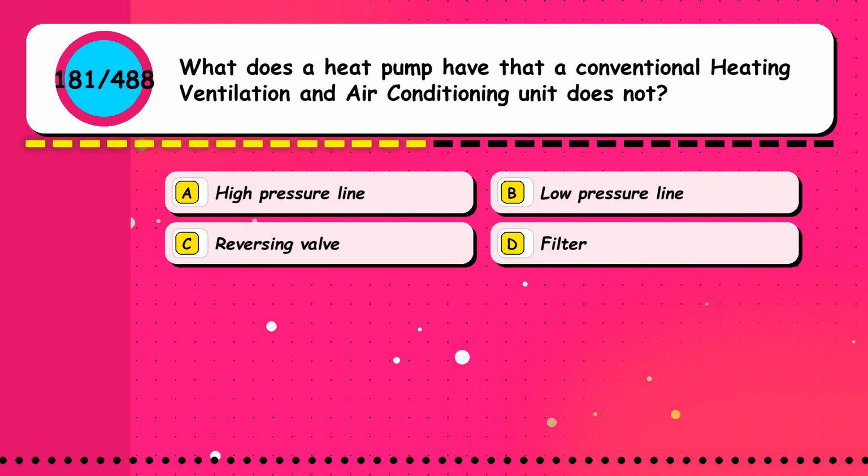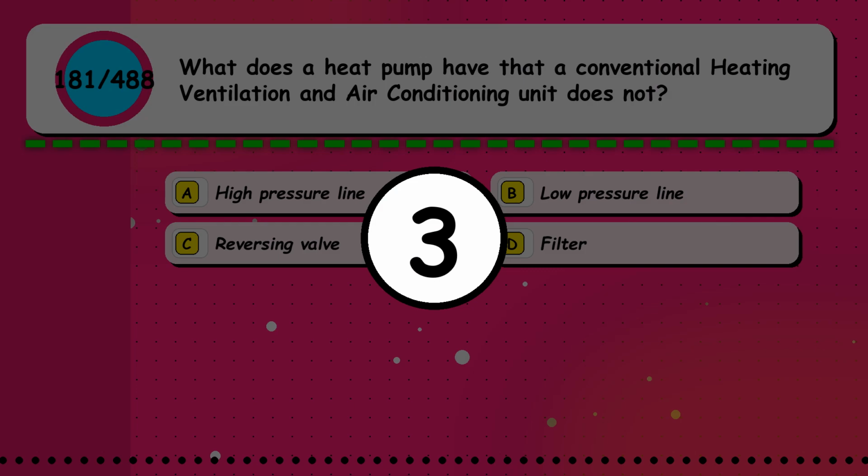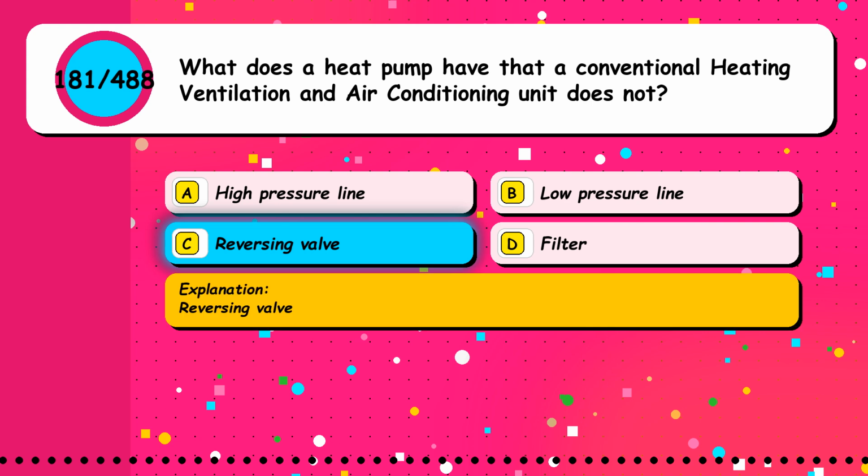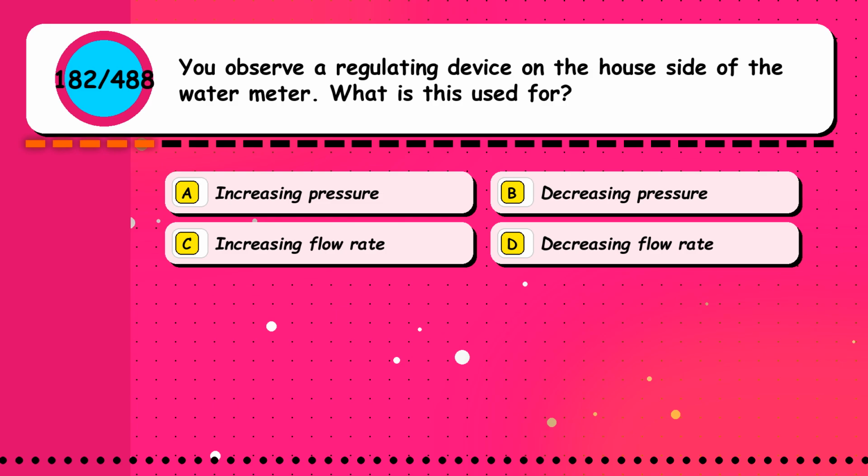Question 181. What does a heat pump have that a conventional heating, ventilation and air conditioning unit does not? Option A, high pressure line. Option B, low pressure line. Option C, reversing valve. Option D, filter. The correct answer is option C, reversing valve.